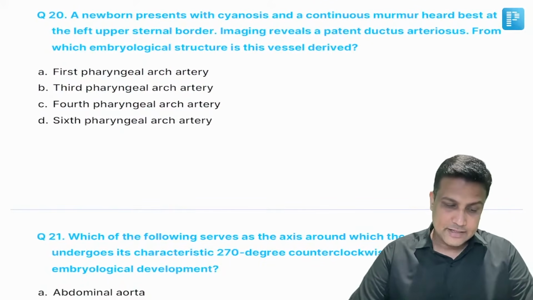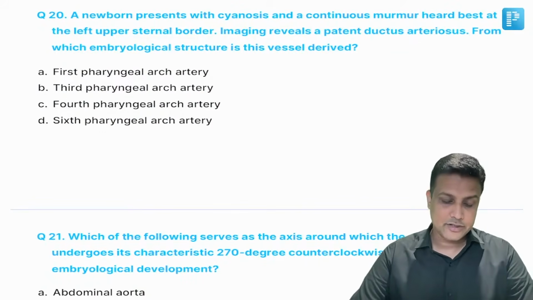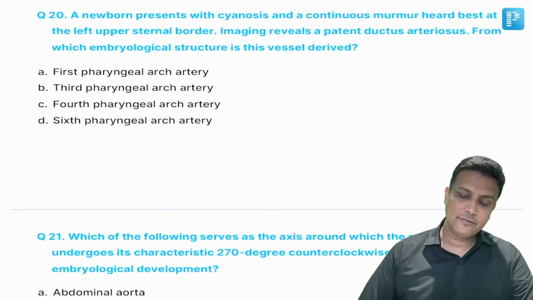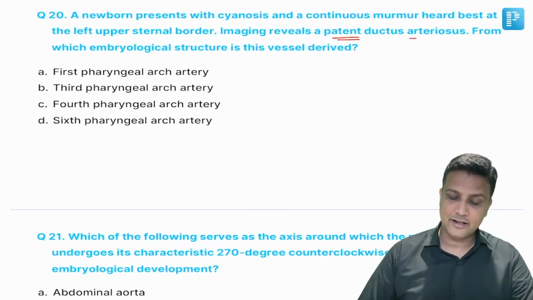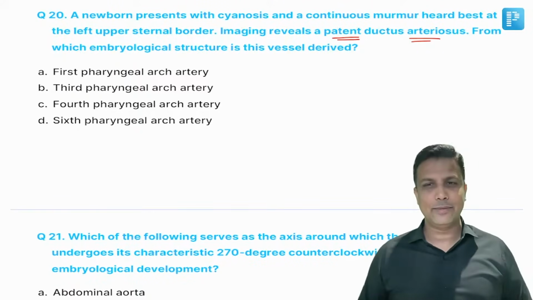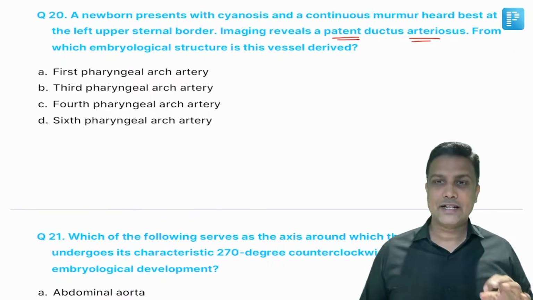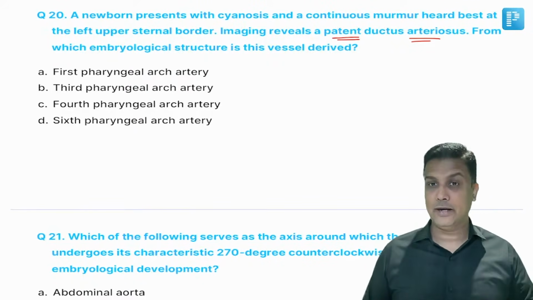A newborn presents with cyanosis and a continuous murmur heard best at the left upper sternal border. Imaging reveals the patent ductus arteriosus. From which embryological structure is this vessel derived? I told you in the beginning itself. Ductus arteriosus will be derived from the left sixth arch artery, that too the distal part of that one.